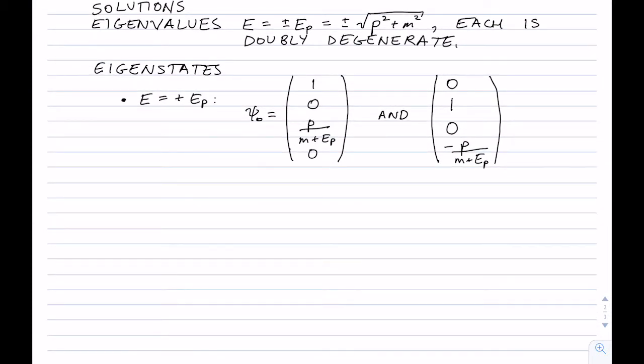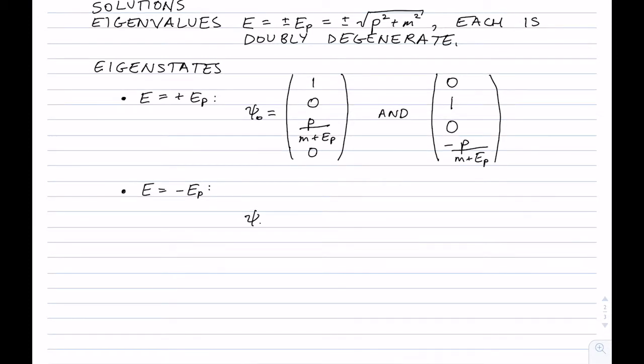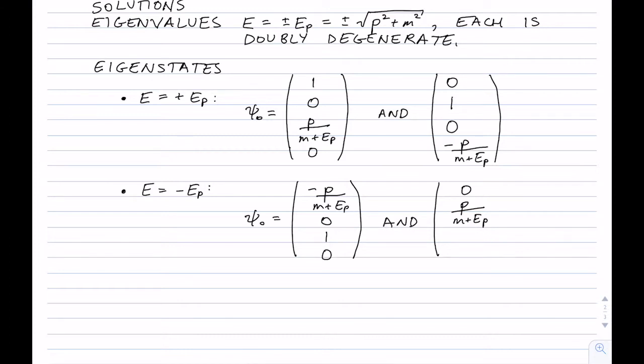And the other eigenstate is E equals minus EP, which is also doubly degenerate, and has solutions psi naught equals minus P over M plus EP, 0, 1, 0 and 0, P over M plus EP, 0, 1.